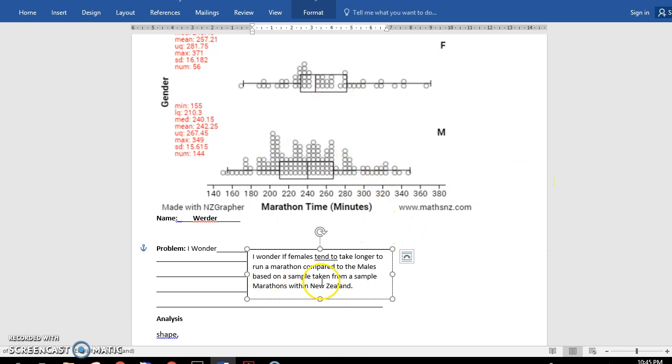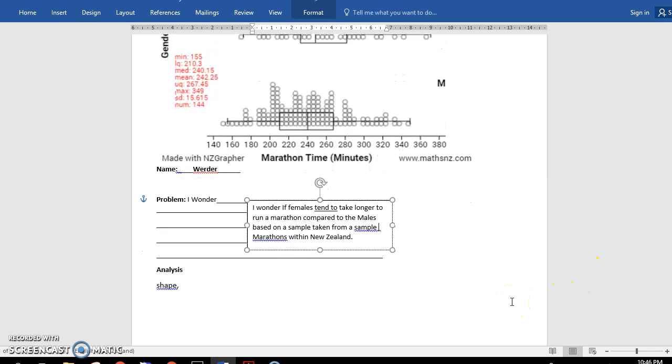Yeah, this is pretty much it. I've got two groups, females and males. I've got my "er" word, like longer to complete a marathon. So this is measured in minutes. So pretty much all I really need for the problem.